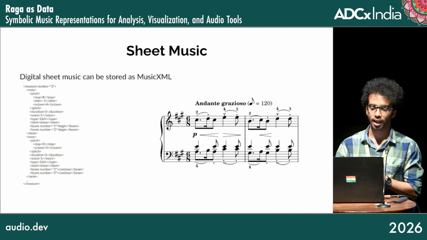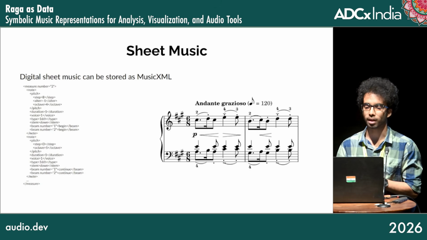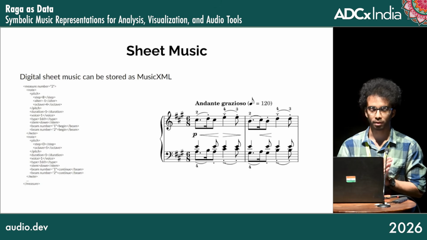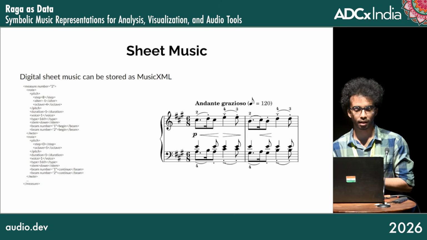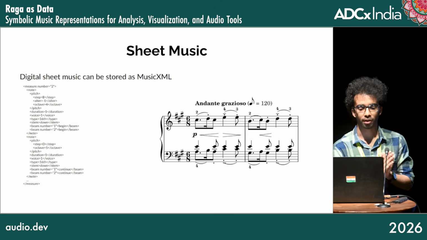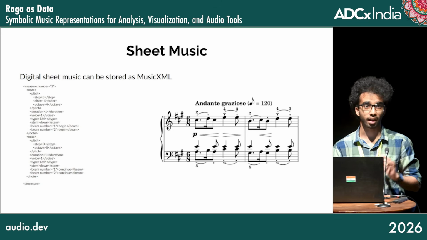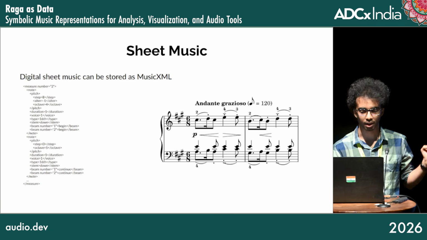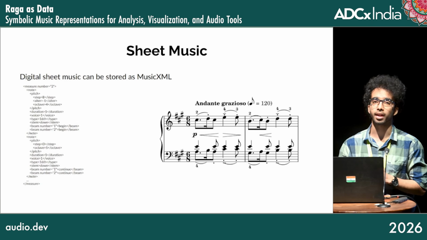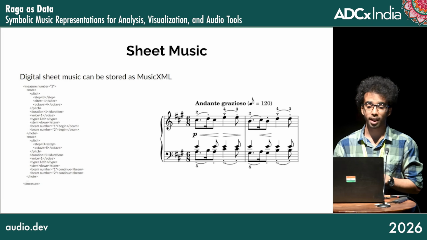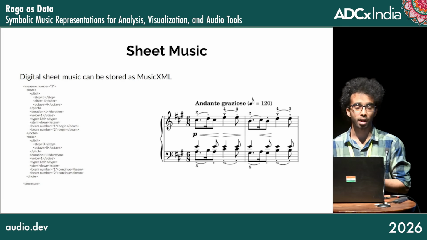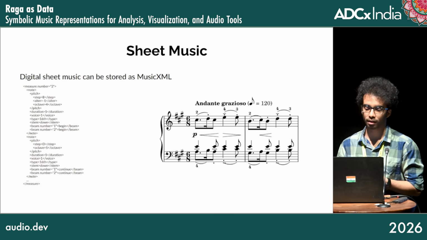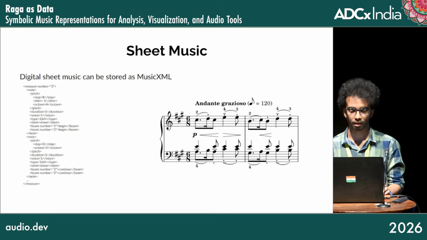I just want to highlight that we have made a lot of progress in standardizing sheet music for Western music. Today, sheet music is not just an image; it is found in different formats like MusicXML, which represent notes and timing and expressions in a structured and machine readable way. And that makes it much easier to analyze and build tools on top of it. But we really need something similar for Indian classical music.